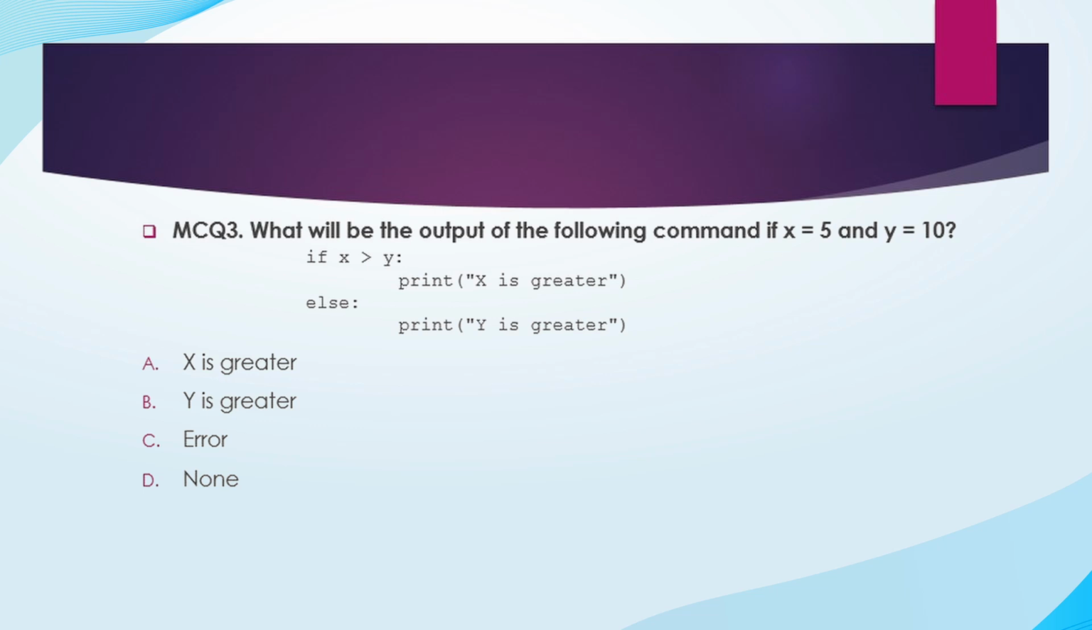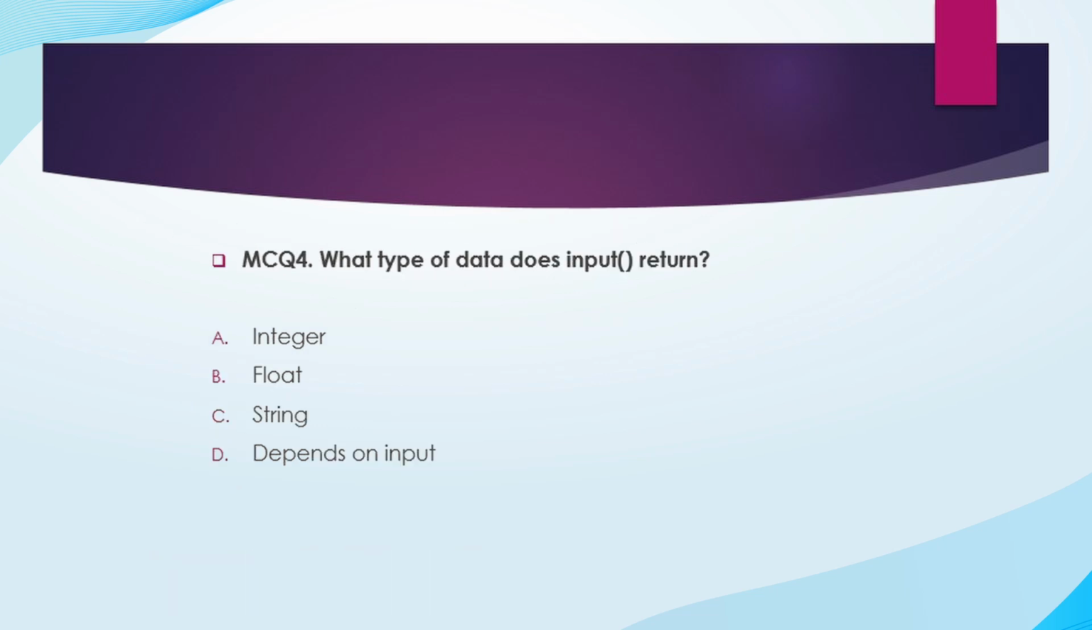Here is the next question. What will be the output of the following command if x is equal to 5 and y is equal to 10? Take a moment to think about your answer. The correct answer is option B, that y is greater. Here is the last question. What type of data does the input function return? Take a moment to think about your answer. The correct answer is option C, string.